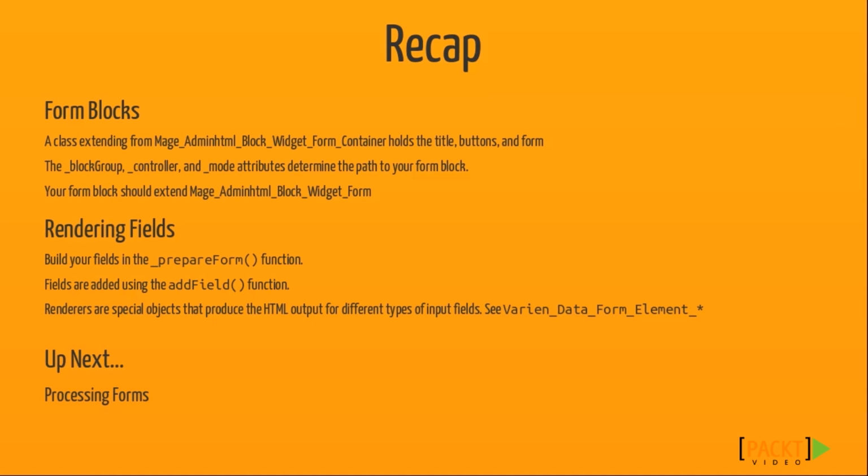To actually output the fields on the page, we had to override the prepare form function. In here, we created a form and a field set and used the add field function to link renderers to the different HTML outputs for the fields. If you want to see a comprehensive list of the variety of form elements that you can add, check out the varien data form element classes. Coming up next, I'm going to show you how to process data entered through this form, so stay tuned.